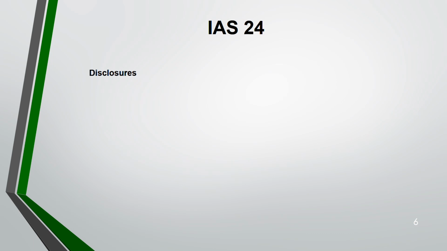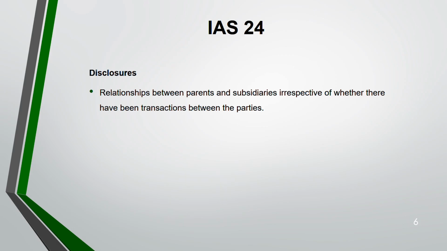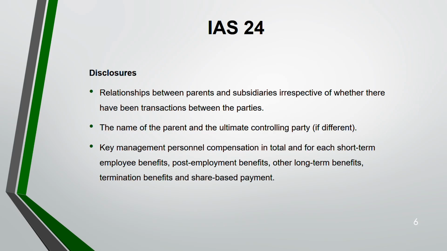So that's about identifying who is related to the reporting entity, both the person and the entity. Now, the disclosures. You are supposed to disclose the relationship between parents and subsidiaries, irrespective of whether any transactions have taken place between them. Disclose the name of the parent and the ultimate controlling party if they are different. Key management personnel compensation must be disclosed in total and for each category: short-term employee benefits, post-employment benefits, other long-term benefits, termination benefits, and share-based payment.